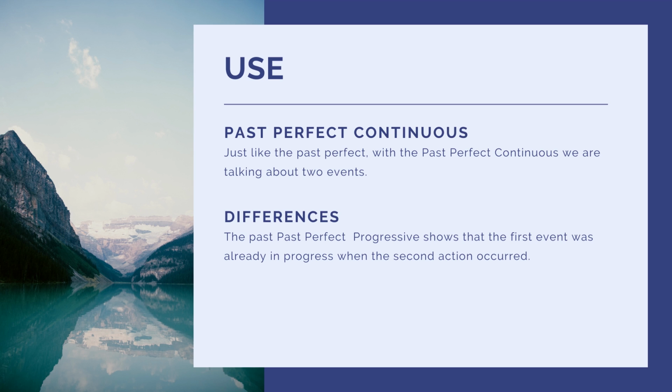Now, another difference that we can find in the past perfect continuous is that it is going to emphasize the duration of the event. And remember, whenever we're using continuous tenses, we are talking about events that are ongoing or not finished, but they are taking place at the moment of the situation.